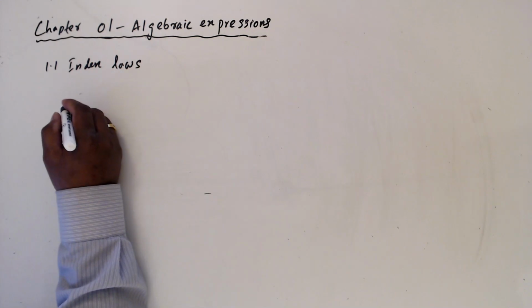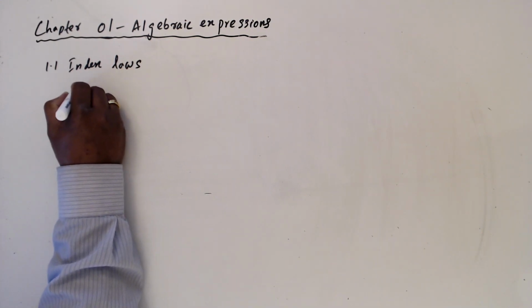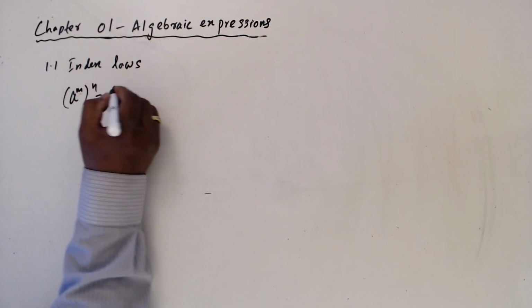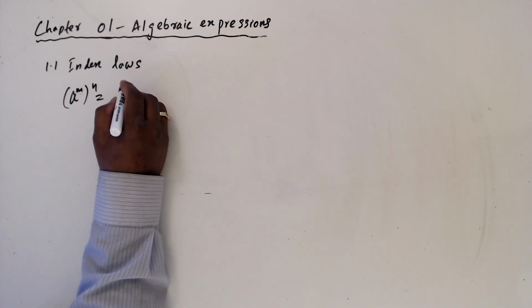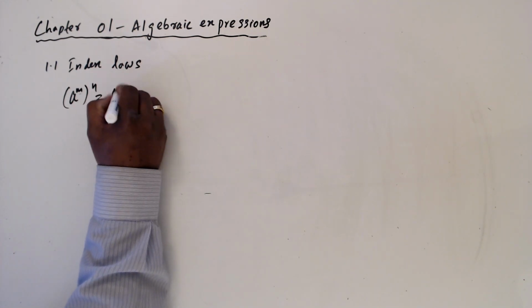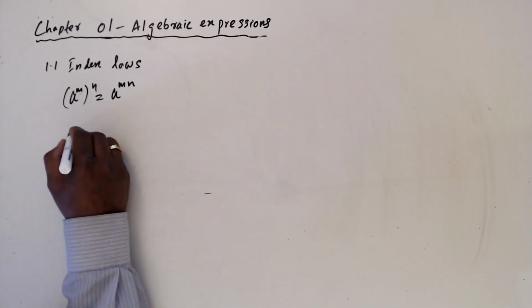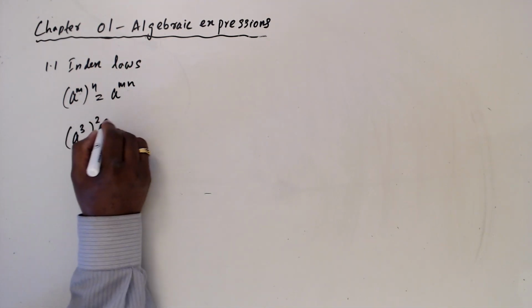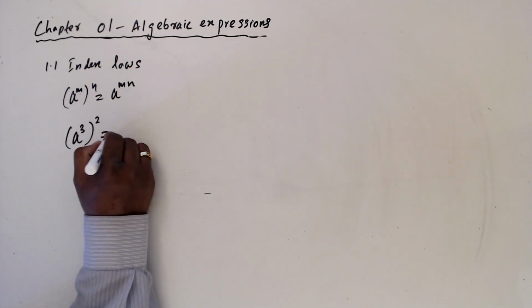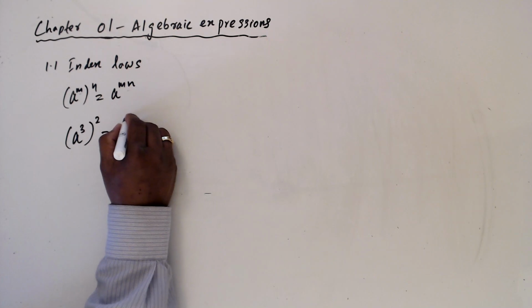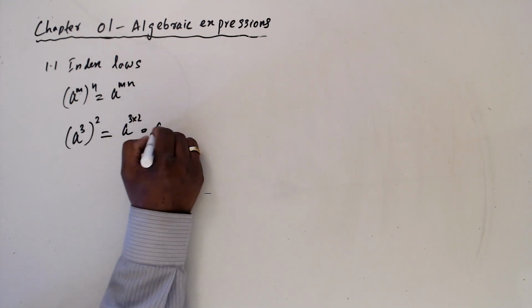Next law is a to the power m, to the power n. We can write a to the power m times n. For example, a to the power 3, to the power 2, we can write a to the power 3 times 2, which is a to the power 6.